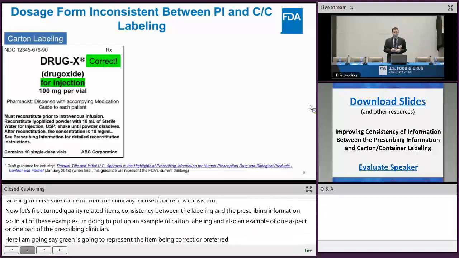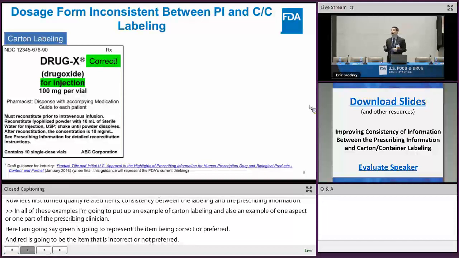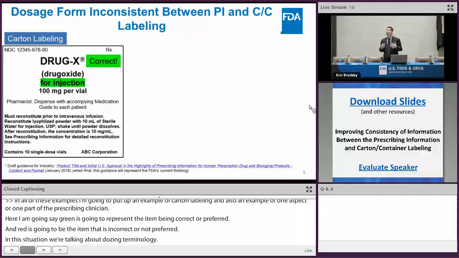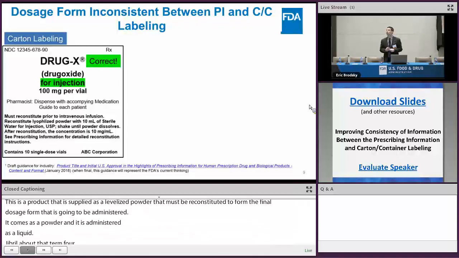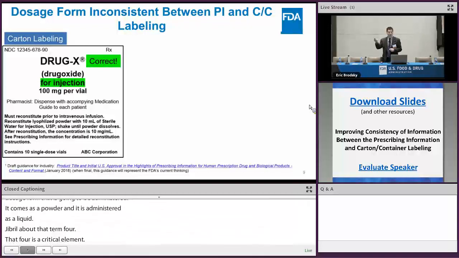So in this situation, we're talking about the dosage form terminology. This is a product that is supplied as a lyophilized powder, and it must be reconstituted to form the final dosage form that's going to be administered. So it comes as a powder, and it's administered as a liquid. And Jabril talked about that term "for." That "for" is a critical element. So the appropriate dosage form terminology, according to USP nomenclature guidelines, as Jabril mentioned in his talk, is "for injection."